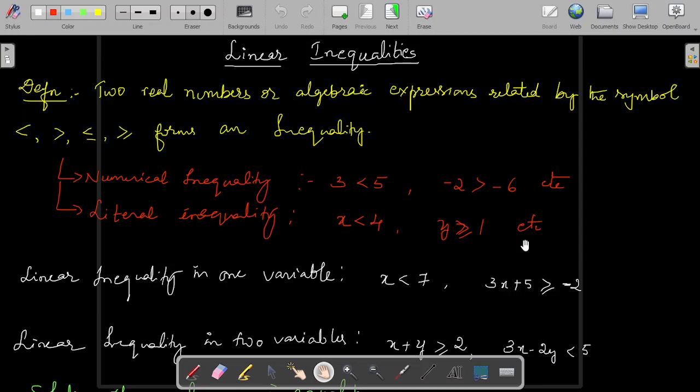Hello all, in this video I'll explain about linear inequalities. Before going to linear inequalities, let's define what is meant by an inequality. The definition of an inequality goes like this.